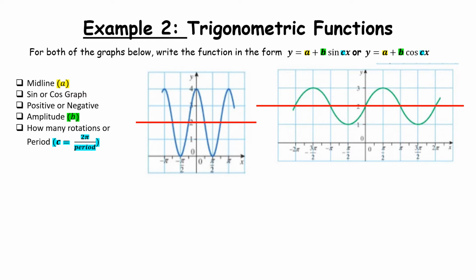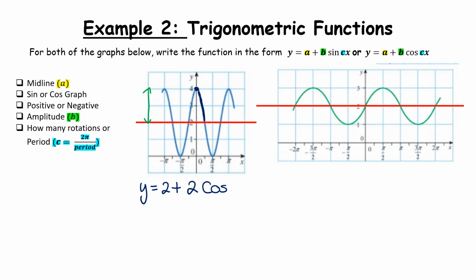So for my first graph, we start with the midline. So I have y equals and then my midline, which is 2. Next, is it a sine or cosine graph? Again, I always start on the y-axis, not where the graph itself starts. Remember, it goes on forever in both directions. It starts away from the midline, so it's going to be a cos graph. It's a positive cos graph because the first section is above the midline. So there's my plus. The amplitude gives me the coefficient, or my b. My amplitude is this height here, which is 2.